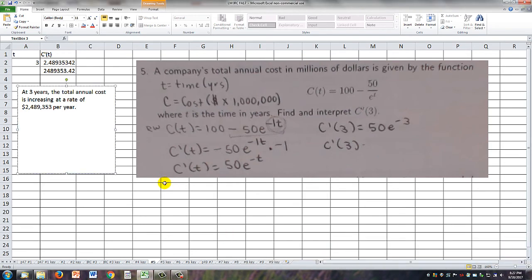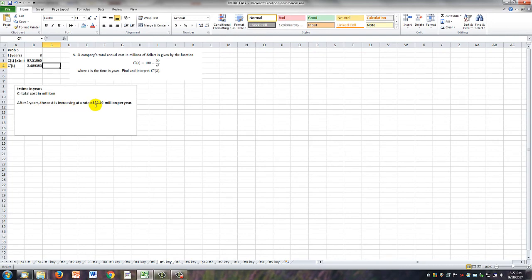So you could use that interpretation, or if you look at the key, I just wrote at 3 years the cost is increasing at a rate of $2.49 million per year. So either one is okay.